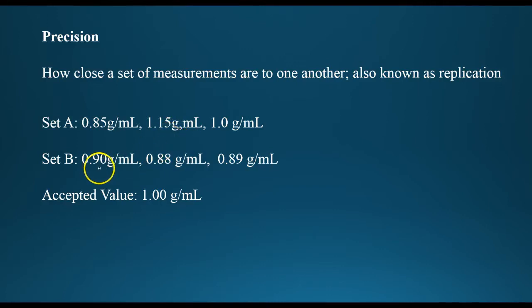But if we take a look at this, 0.90, 0.88, 0.89 has very good reproducibility. The numbers replicate one another very well.